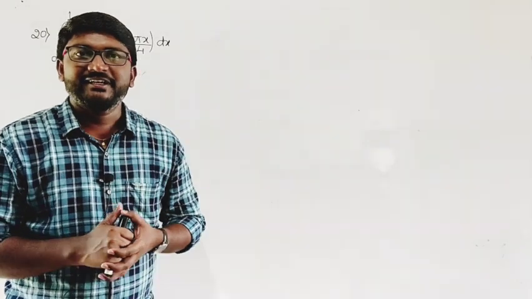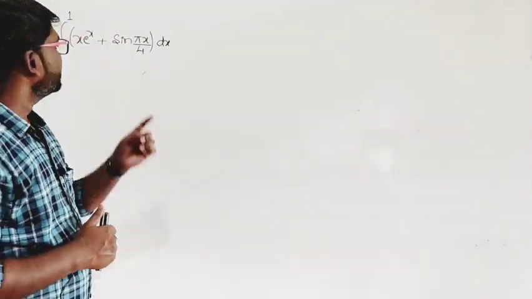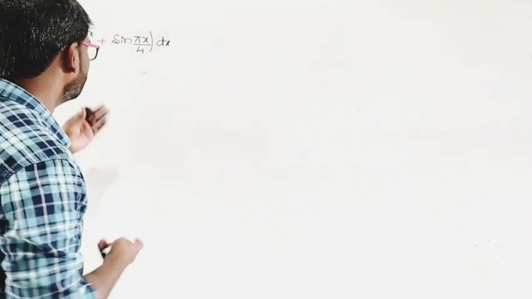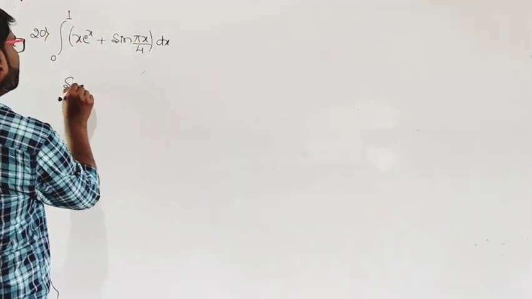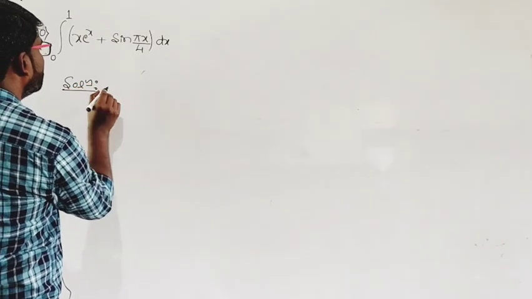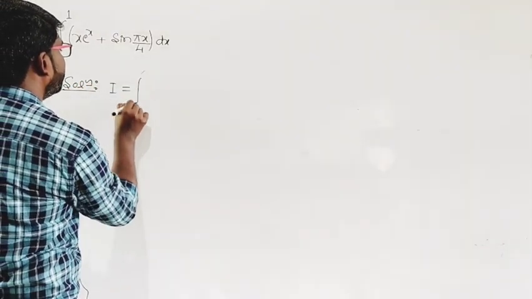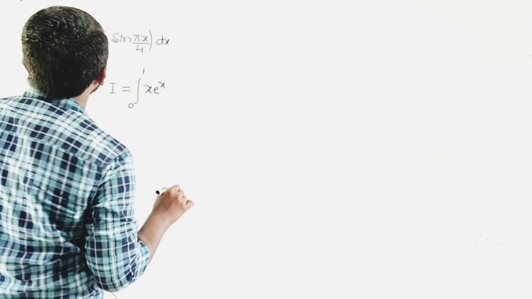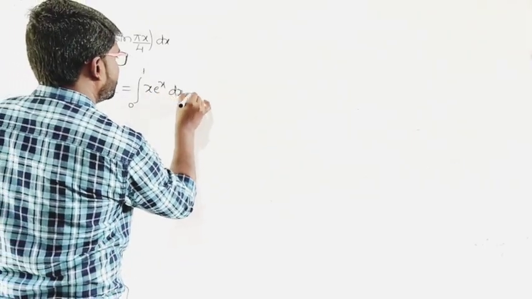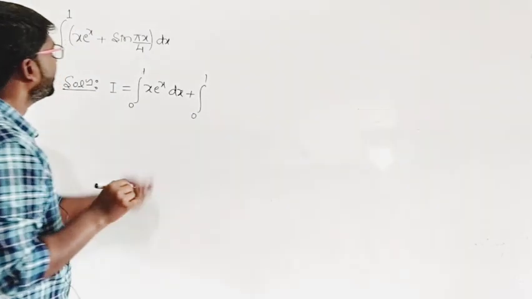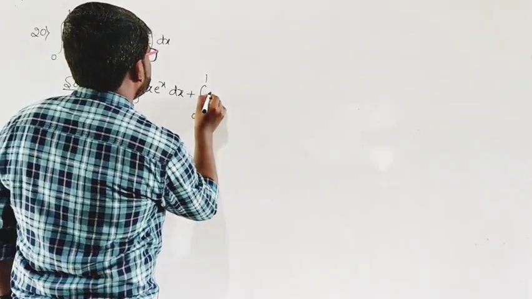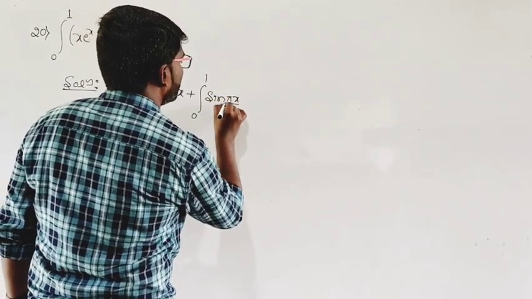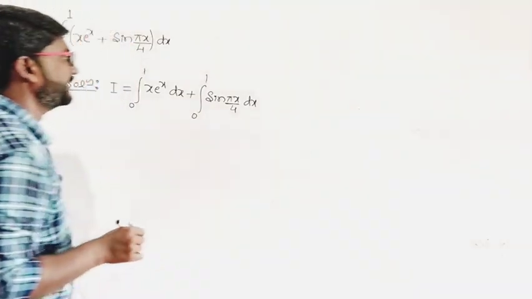Now the 20th question is the integral from 0 to 1 of x into e power x plus sine pi x by 4, dx. Let us take this as I. I is equal to the integral from 0 to 1 of x e power x dx plus the integral from 0 to 1 of sine pi x by 4 dx. I am integrating them separately now.